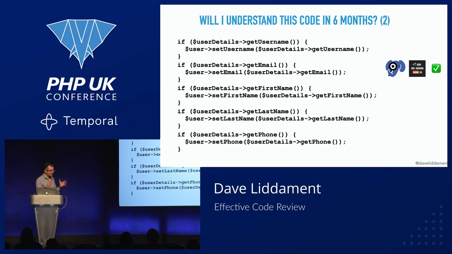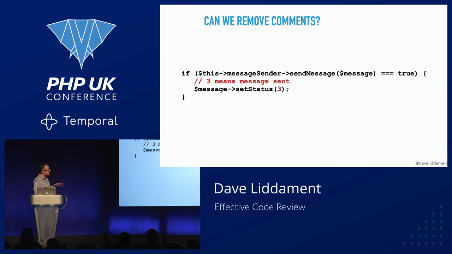So that's the first thing. Will I understand the code some time in the future? Or do I even understand it now? Next question is, can we remove comments? The issue with comments in the code base is often comments are written there, and then the code evolves, but the comments aren't updated. So we've got something here.